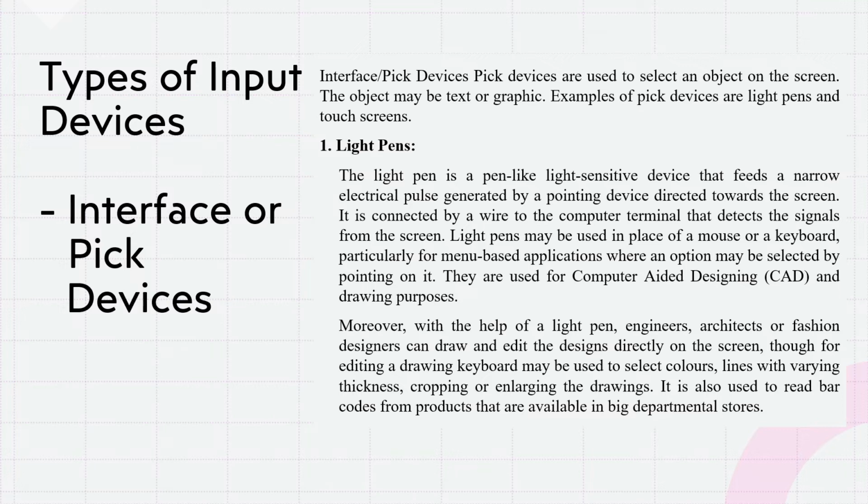Light pens. The light pen is a pen-like light-sensitive device that feeds a narrow electrical pulse generated by a pointing device directed towards the screen. It is connected by a wire to the computer terminal that detects the signals from the screen. Light pens may be used in place of a mouse or a keyboard, particularly for menu-based applications where an option may be selected by pointing at it. They are used for computer-aided design and drawing purposes.